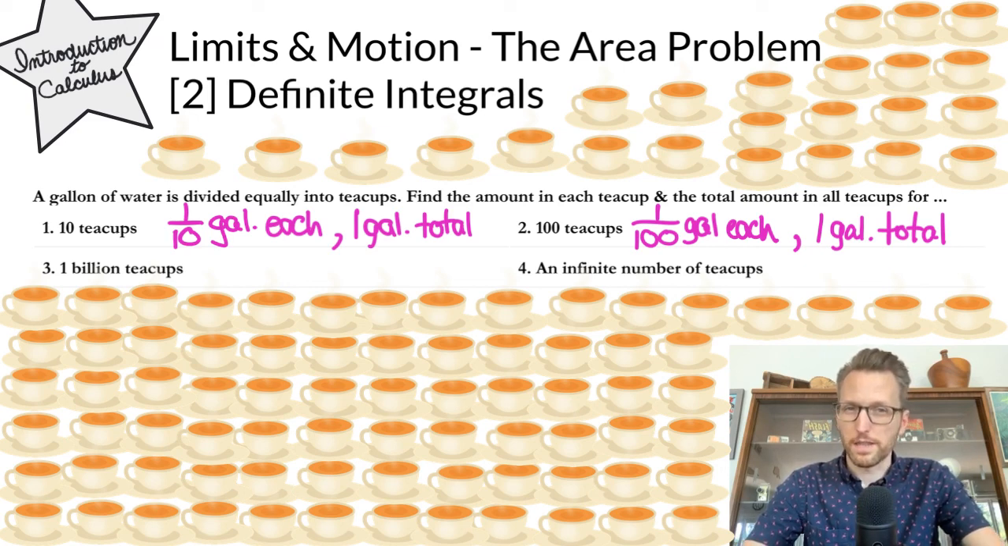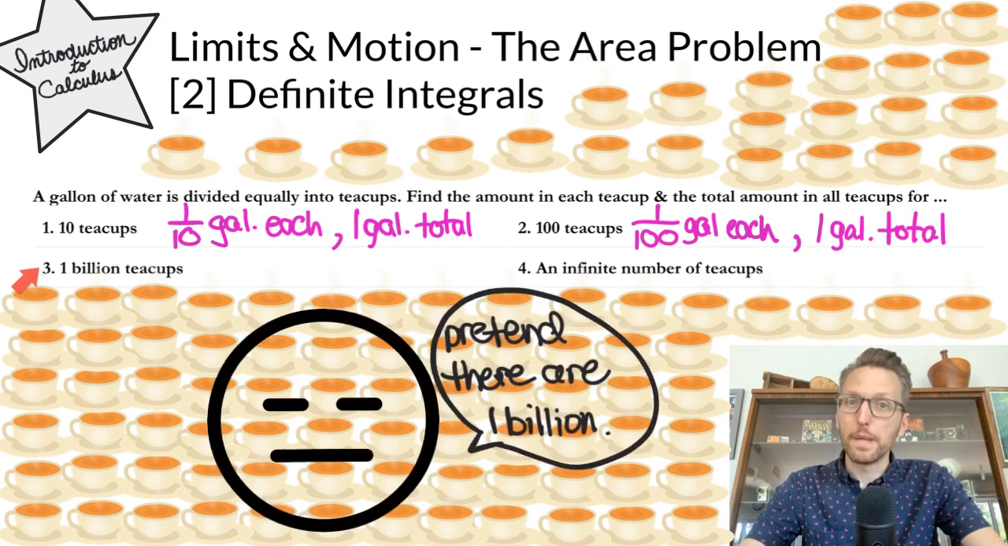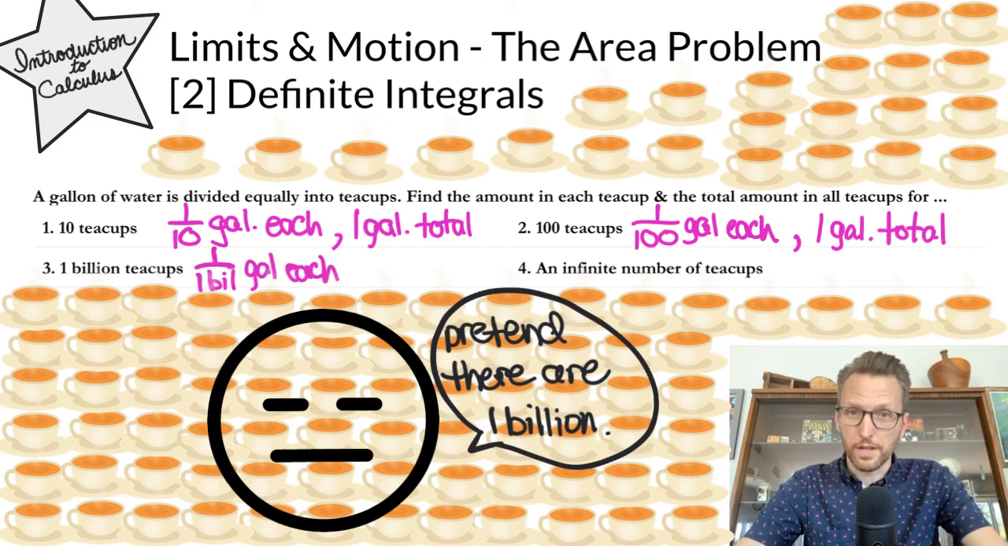We're getting somewhere, I think. Number 3, 1 billion teacups. That is a whole lot of teacups. That means that in each teacup, there is 1/1 billionth of a gallon. And all the billion teacups have a total of 1 gallon.